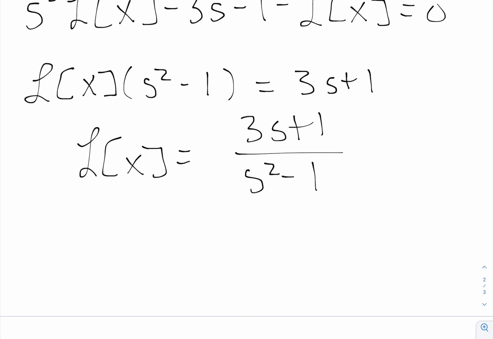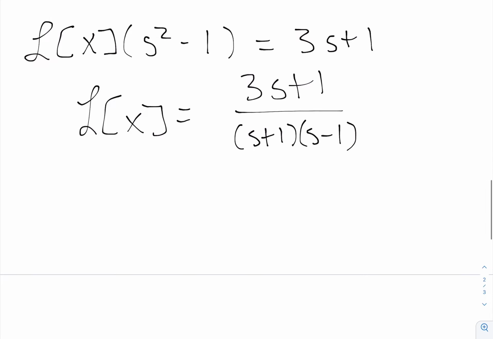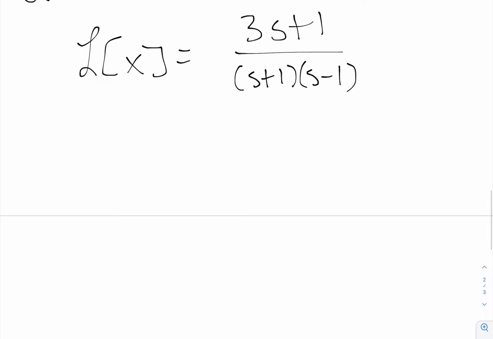Okay, so now what we can do is, first of all, let's factor this. So we can go s plus 1, s minus 1, because it's a difference of squares, which is always nice to see. And there isn't really a thing in our table for something like this to take the inverse Laplace transform. Usually, if we have L of x equals a function in terms of s, we would take the inverse Laplace of that. But for the things in our table, we don't have that.